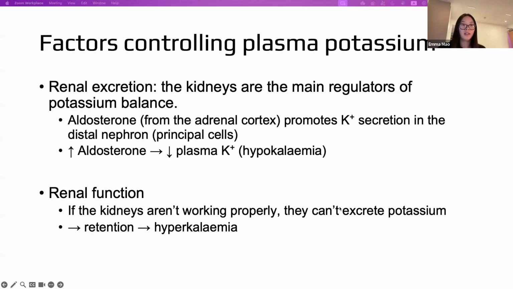Okay, a quick recap on factors controlling plasma potassium. So we have renal excretion. So the kidneys are the main regulators. Aldosterone promotes potassium secretion. So an increase in aldosterone leads to a decrease in plasma potassium. We have renal function. So if the kidneys aren't working, they can't excrete potassium. So in renal failure, there's hyperkalemia as well.